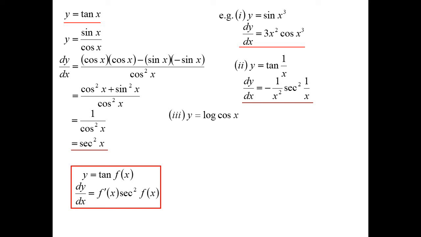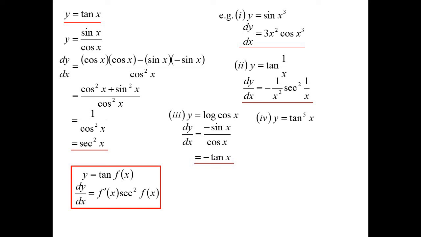The log of cos x. Okay, it's actually a log function we're differentiating here. So when we differentiated logs, it was derivative over function. Derivative, in this case, of cos x. So, derivative of cos x is minus sine x over the function, which is cos x. So we have minus sine x over cos x, which tidies up to be minus tan x.